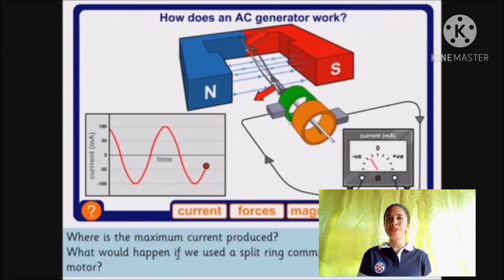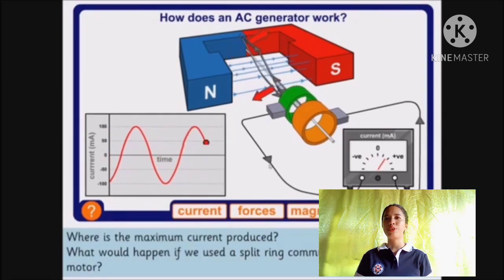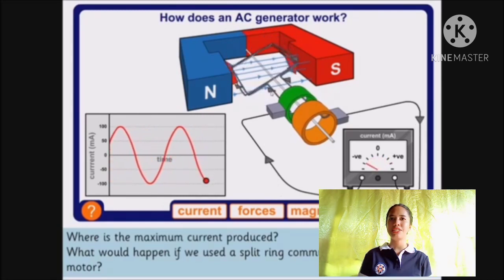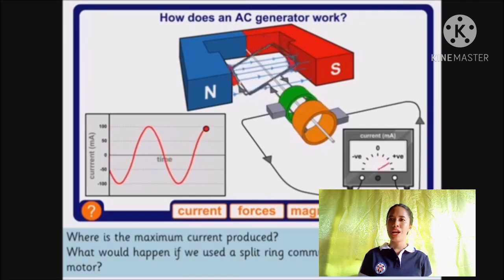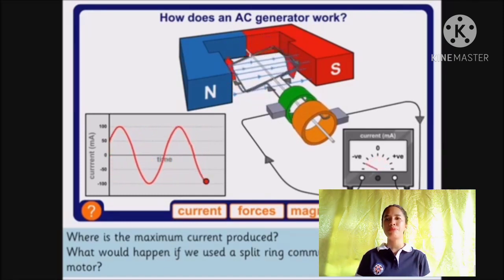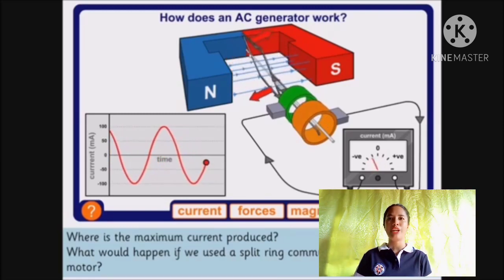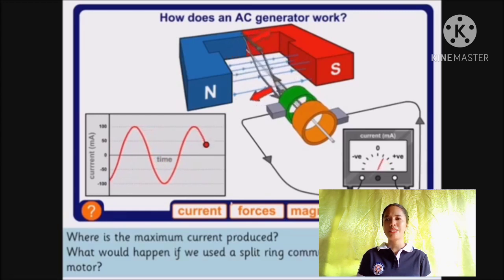Okay, just to show this fully working, you can see now that the coil is rotating, and as it goes one way, so if you imagine one side of the coil, as it cuts through the magnetic field lines one way we get a positive current, and then when it cuts the other way, we get a negative current. And the maximum current is being produced.